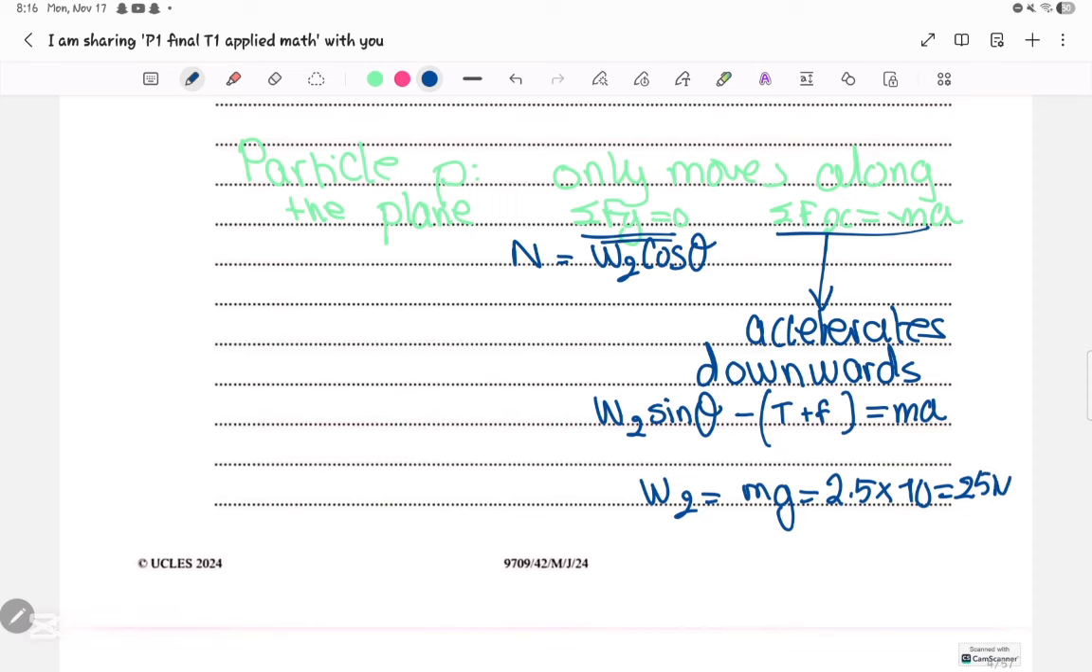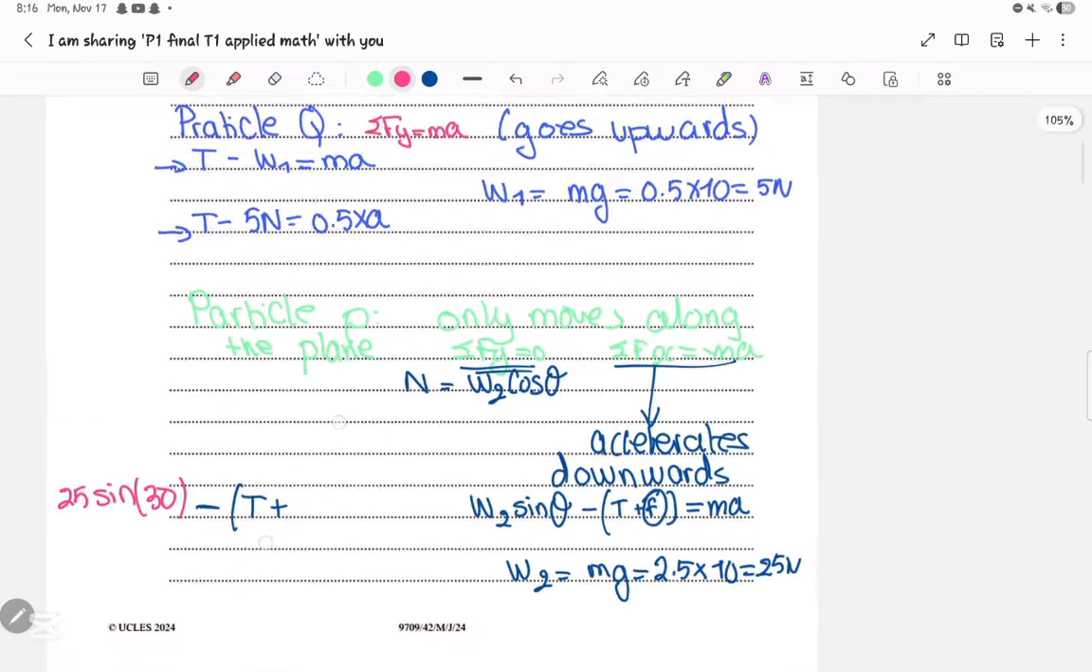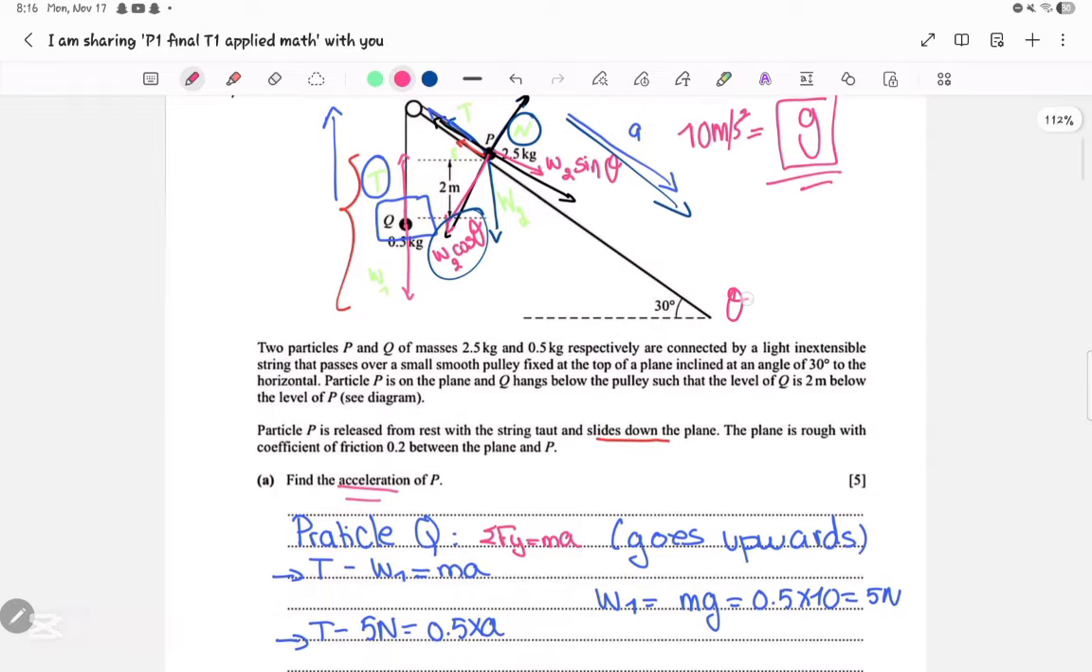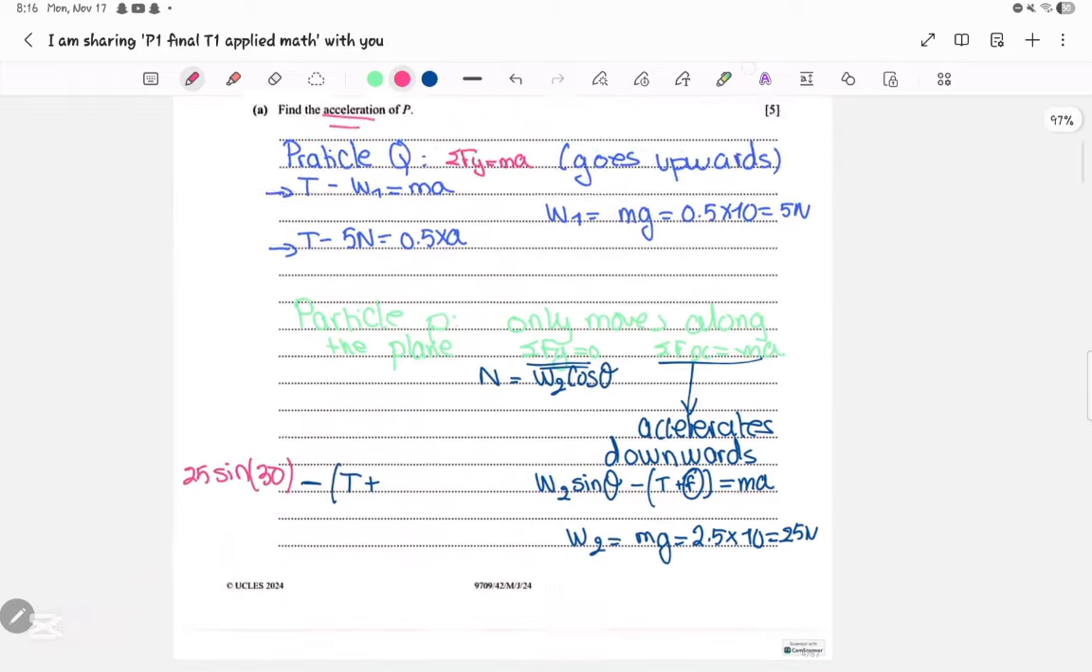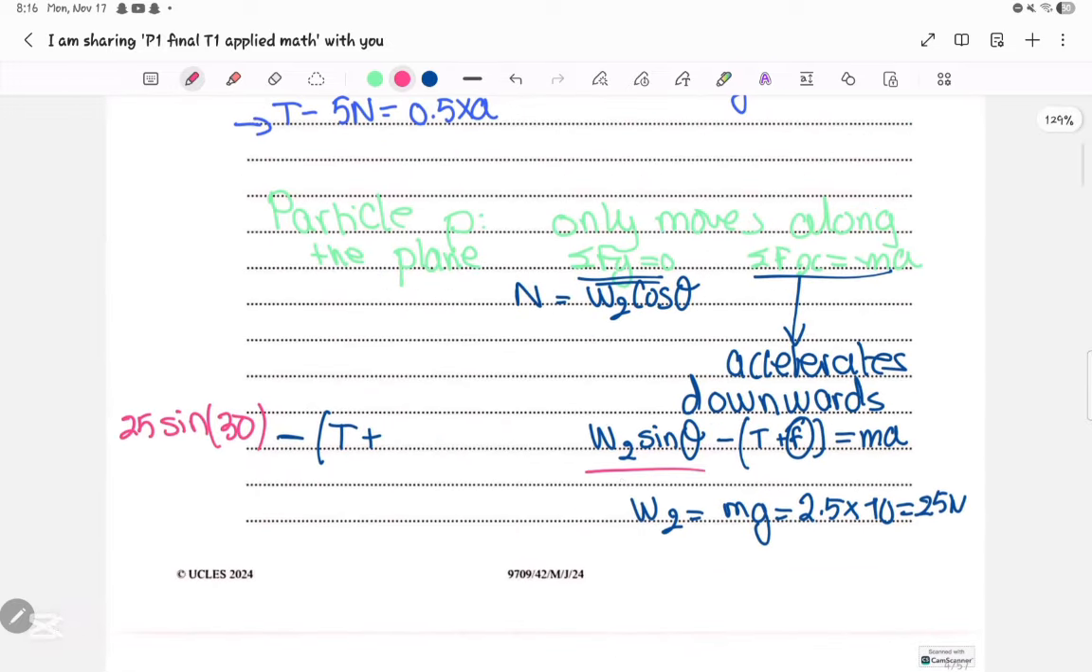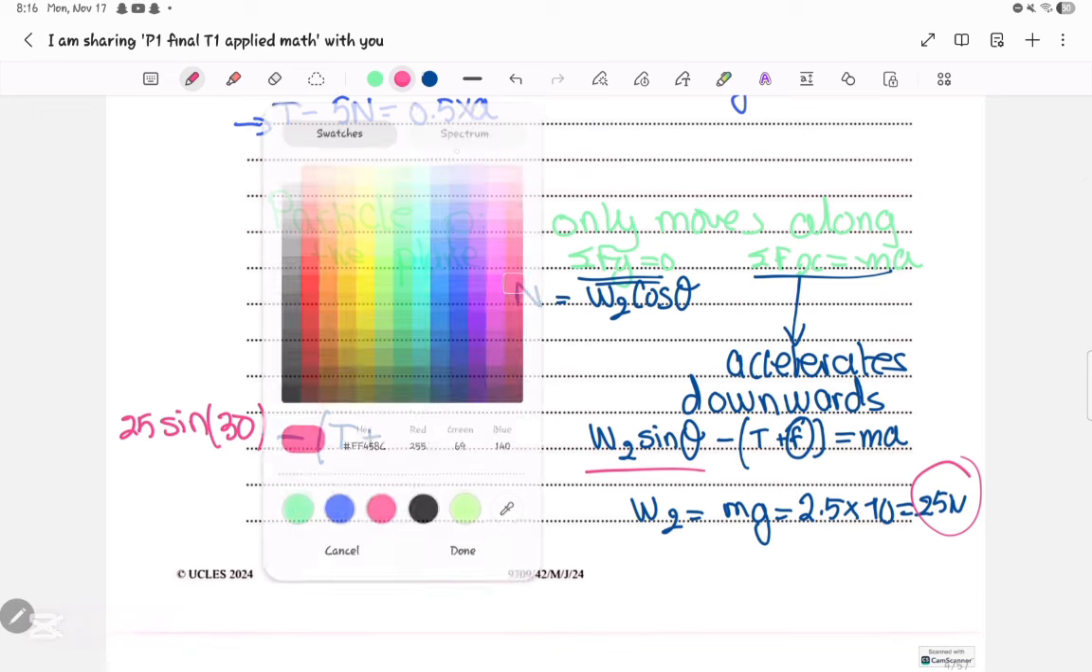So what does this mean? Now it's 25 minus tension plus F. Okay, this is very important, F. Oh, sorry, my bad. It's not 25, it's 25 sine theta, and theta equals 30 degrees. Because it's W2 sine theta, I found W2 to be 25 newtons. So it's going to be 25 sine theta minus the tension plus the friction.